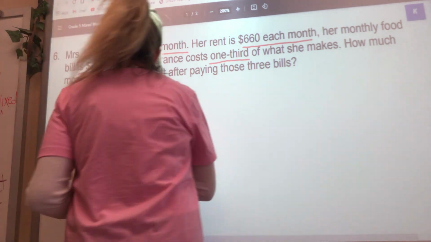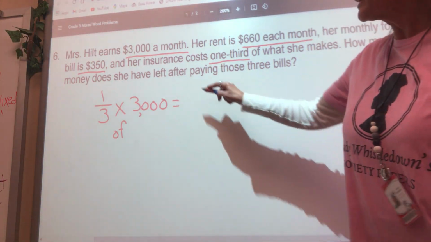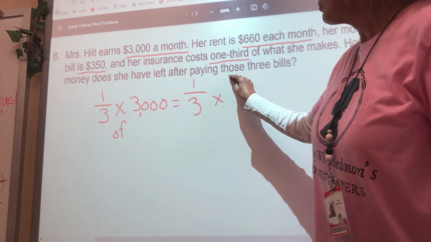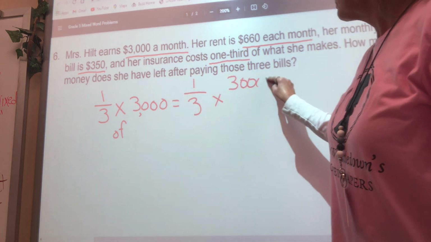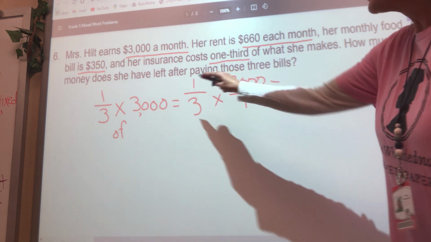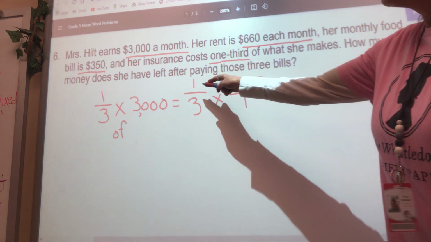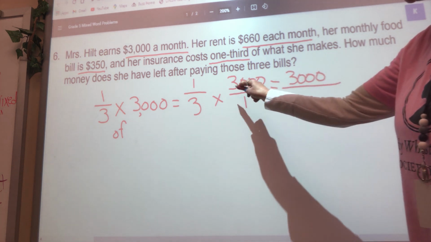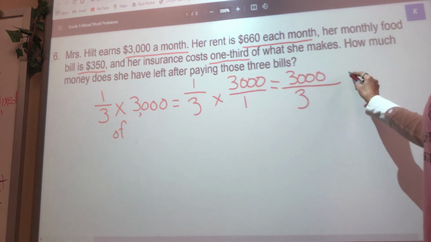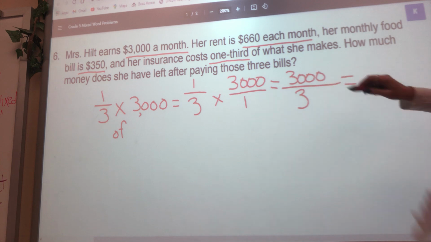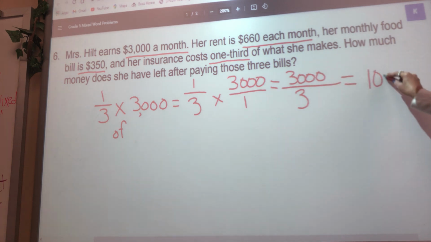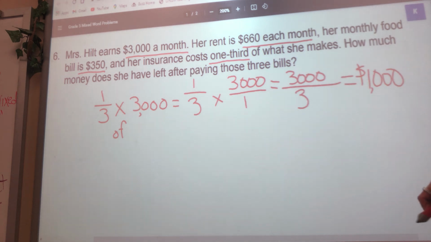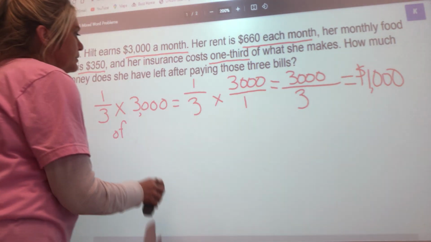Okay, and we know when we're multiplying fractions, it's easier to look at it like this is a fraction also by placing it over 1. And then we just multiply straight across. 1 times 3,000 is 3,000, and 3 times 1 is 3. 3,000 divided by 3 is 1,000. So her insurance, just her insurance, is $1,000 a month.